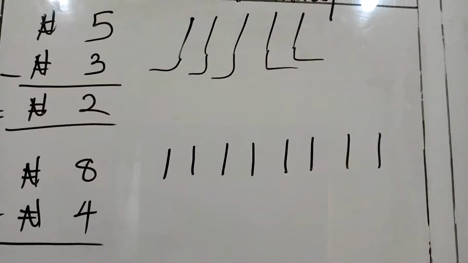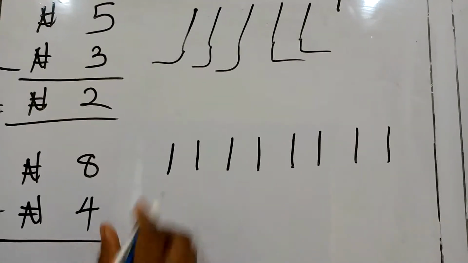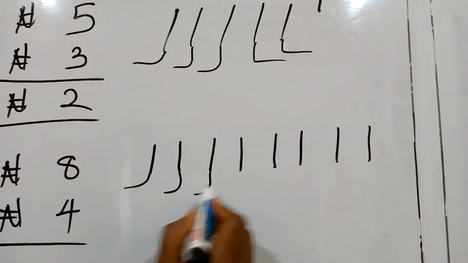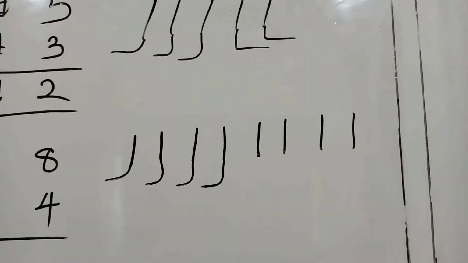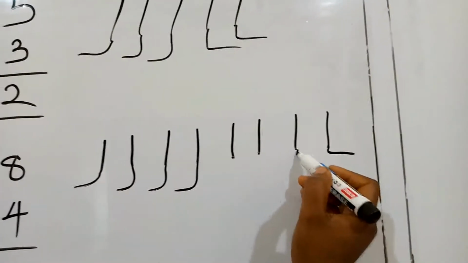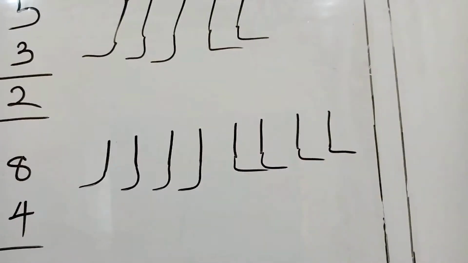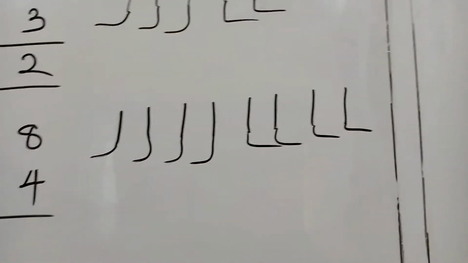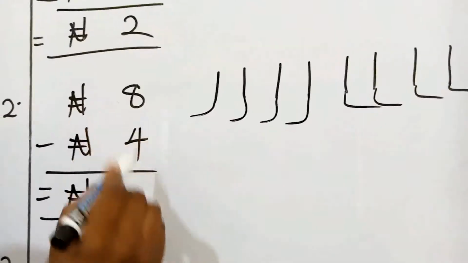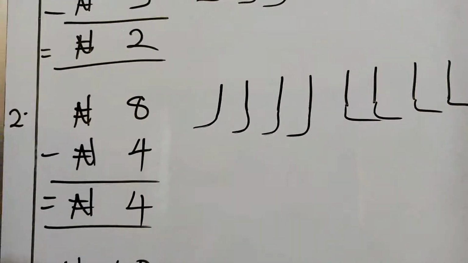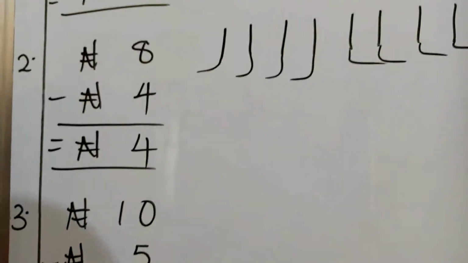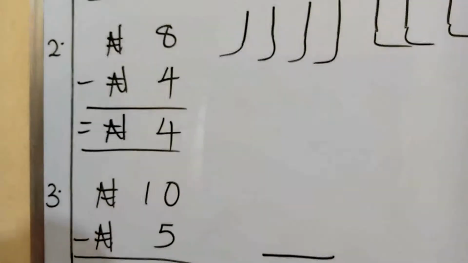So we should take away 4 to our left: 1, 2, 3, 4. Then you count your remaining answer to your right: 1, 2, 3, 4. What's your answer? Your answer is 4 Naira. So when you take away 4 Naira from 8 Naira, you will have 4 Naira. That was beautiful. Let's look at number 3.